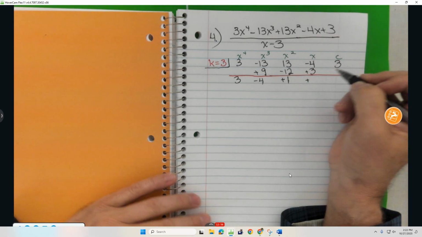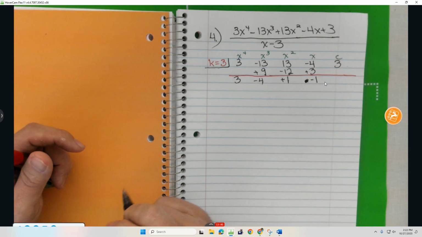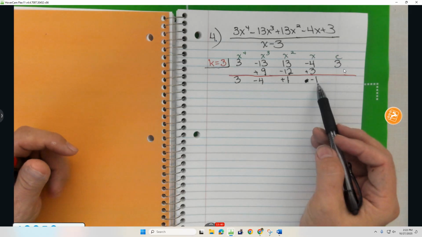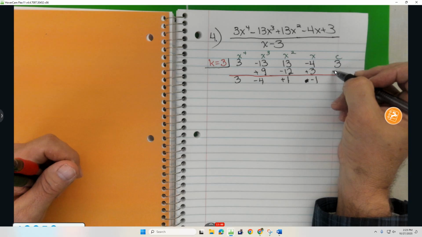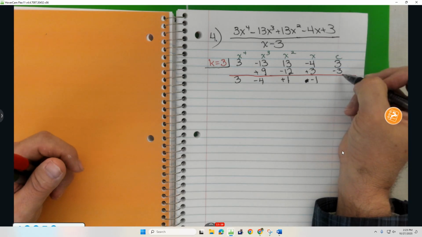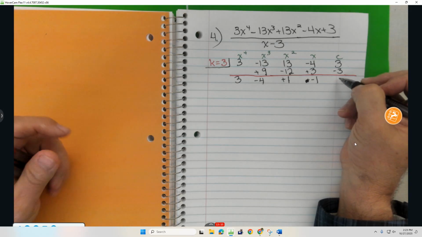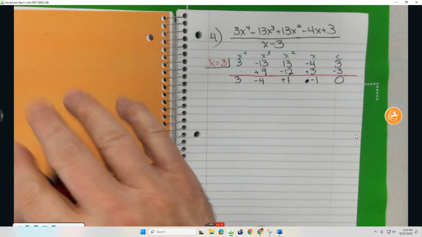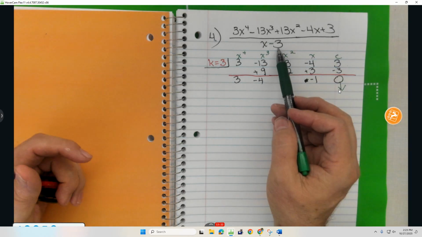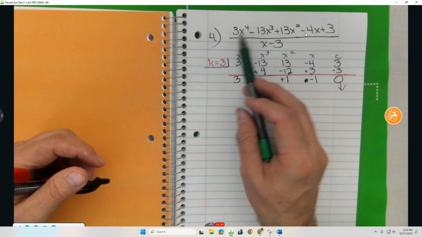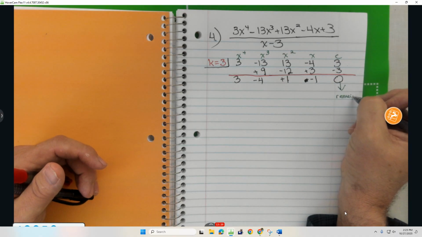No, negative 1. Negative 1, thank you. 3 times negative 1 will give me what? Negative 3. 3 minus 3, what's that last number we have here? 0. The last number will correspond to your remainder. The remainder is 0. That means x minus 3 divided evenly into that large dividend.